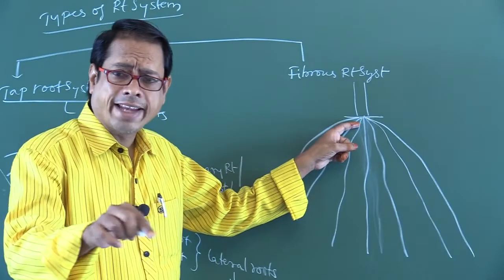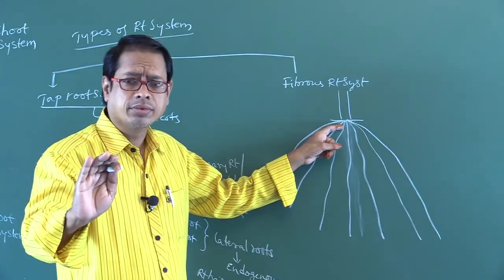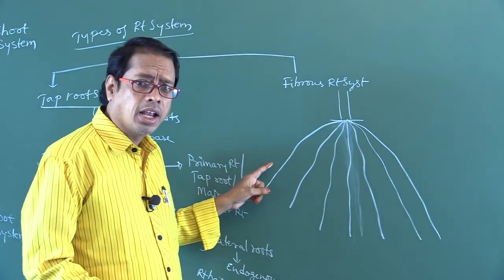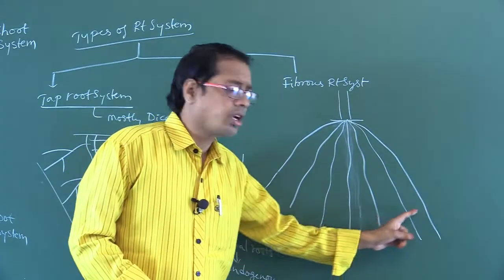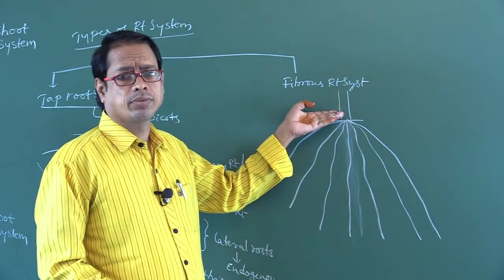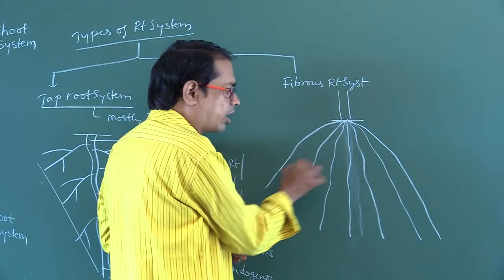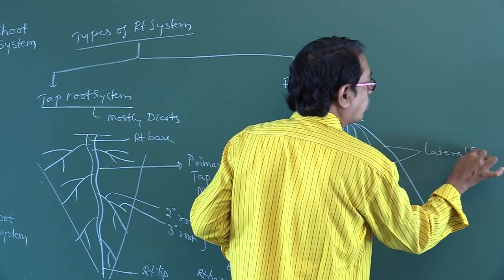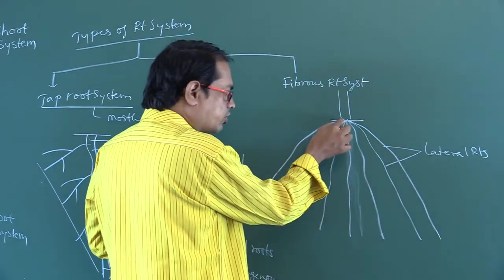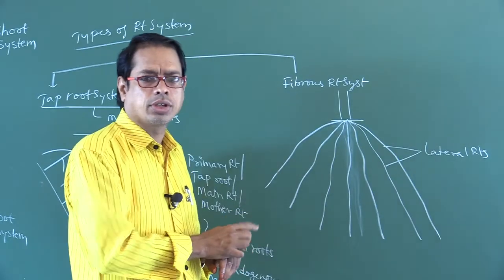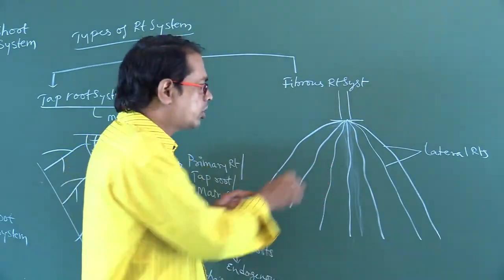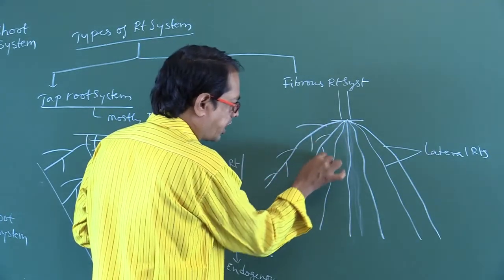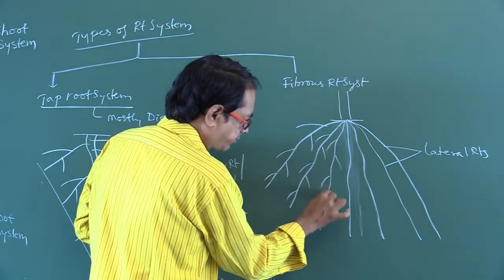So the taproot is degenerated, and from the base of the stem, many slender, identical lateral roots are developed. Okay, so these are lateral roots. Actually, these are nothing but secondary roots. Here there is no taproot. So these are secondary roots. Secondary roots produce tertiary roots like this.